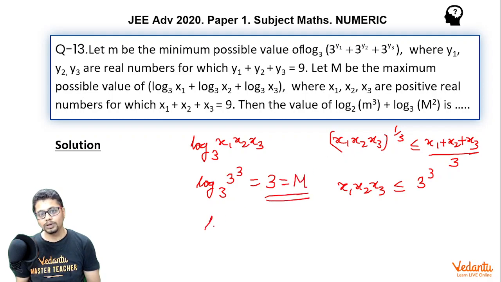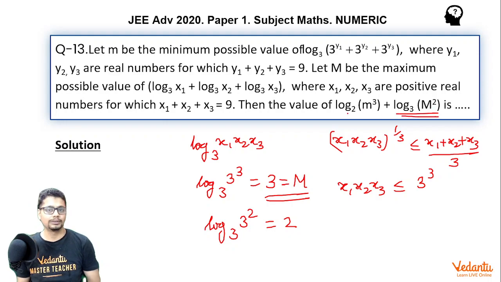Now what I want is log M^2 base 3, which is essentially 2. So that means this expression is 2, and this expression we have just found out to be 6. So my final answer would be 6 plus 2, which is 8.